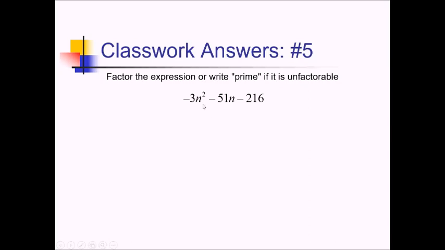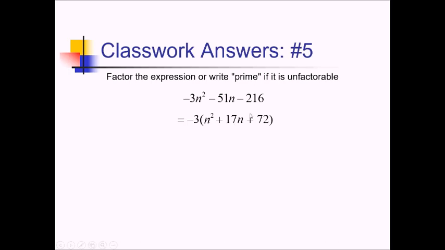For this one, I have an a value that's not 1. However, I can take a common factor out of all of these. 3, 51, and 216 are all divisible by 3. I'm going to take out a negative 3, in fact. So if I do that, I'm left with n squared. This is going to be positive 17n. And then 216 divided by 3 is going to be 72, so plus 72 here.